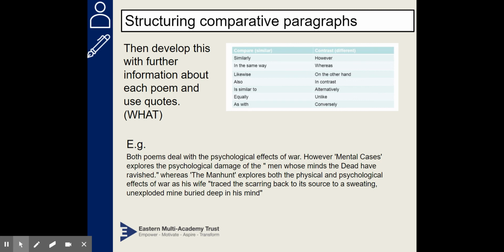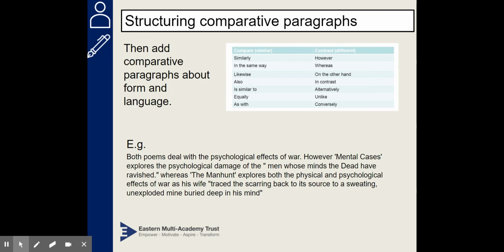So you can see what I've done there is I've built on my comparative opening sentence by adding in the what about each of the poems. And what I've actually done here is suggested that while they both deal with psychological effects of war, they are slightly different. That Mental Cases is only really about the psychological damage, whereas Manhunt looks at psychological and physical damage. We're then going to build on this by adding something about form and language. So in the same way as you've done with your what, how, why paragraphs in previous lessons, you're now going to develop those. So you would now say something about the way Mental Cases was written and the way Manhunt was written.